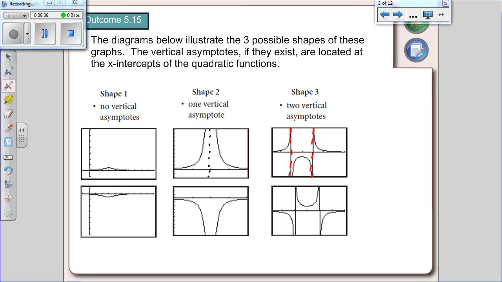The other way you can see each of them is upside down. So you can see the one below is the same graph but flipped. So there's only 3 types. You might see it upside down. You might see it right side up.